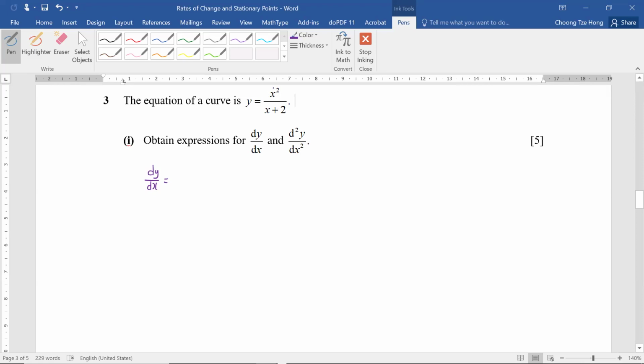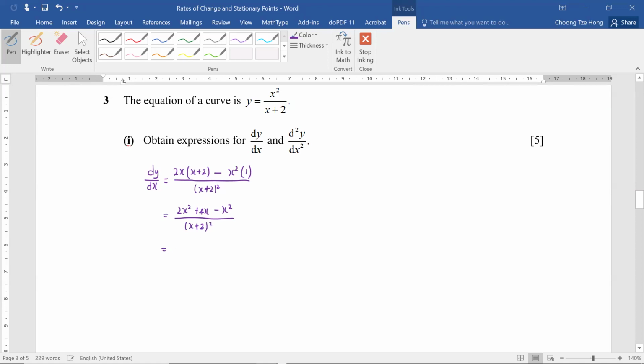Okay, so for the quotient rule, we will differentiate the numerator first. Okay, multiply it with the denominator. Okay, then always minus. Now we will write down the numerator and then we will differentiate the denominator. If we differentiate x plus 2, you'll just end up with a 1. So it's just like this over the square of the denominator. Okay, so we'll just simplify the numerator a bit. So we get 2x squared plus 4x minus x squared over (x plus 2) squared.